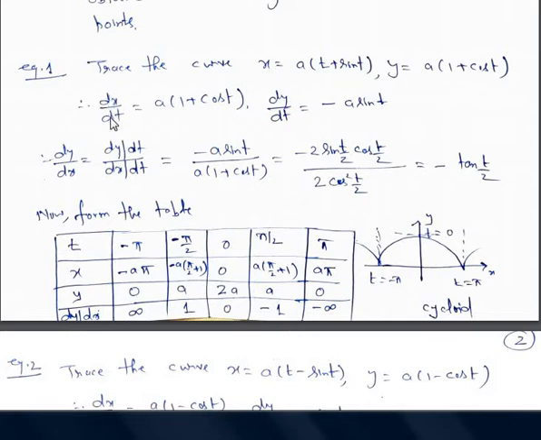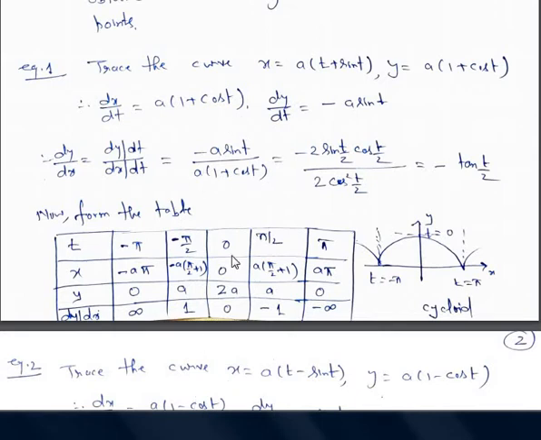Now let's find dx/dt. dx/dt is a(1 + cos t). Similarly, dy/dt is -a sin t. So therefore dy/dx is dy/dt divided by dx/dt, which is -a sin t upon a(1 + cos t).